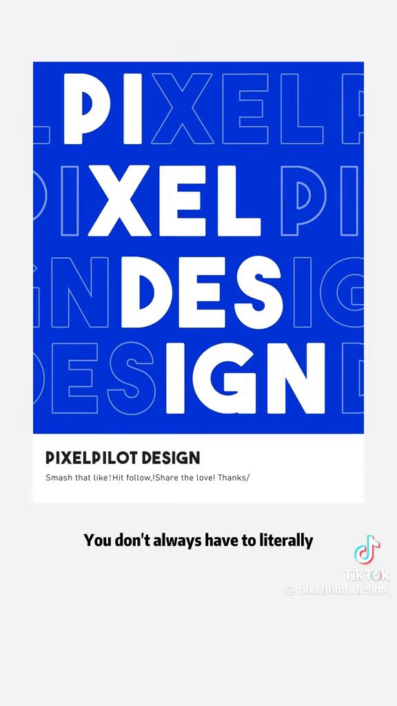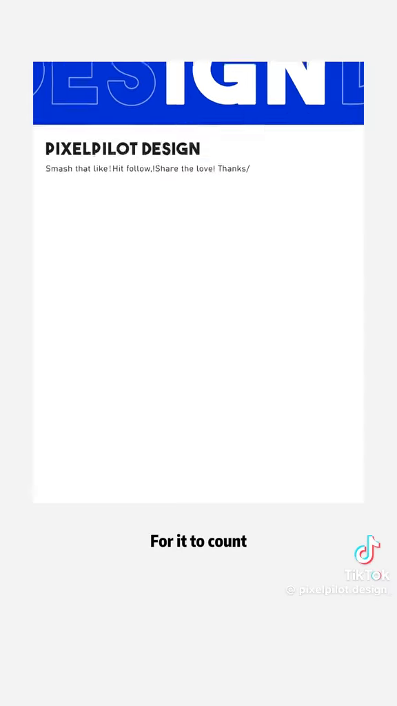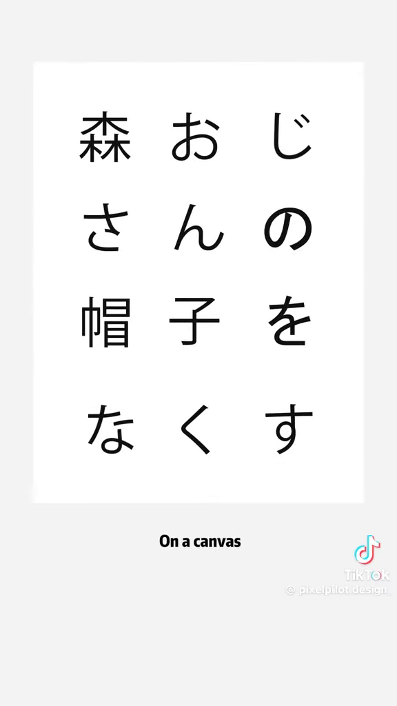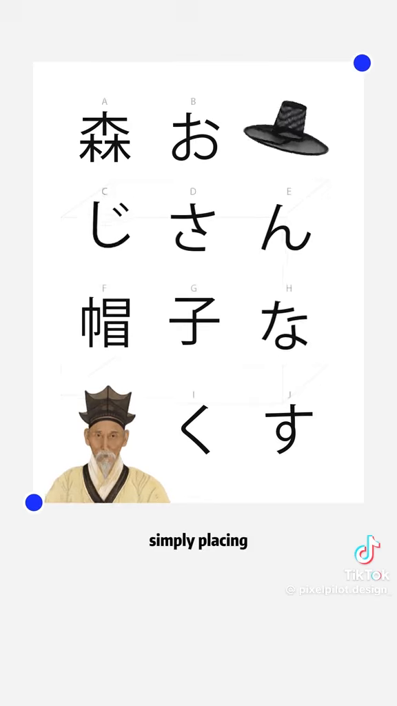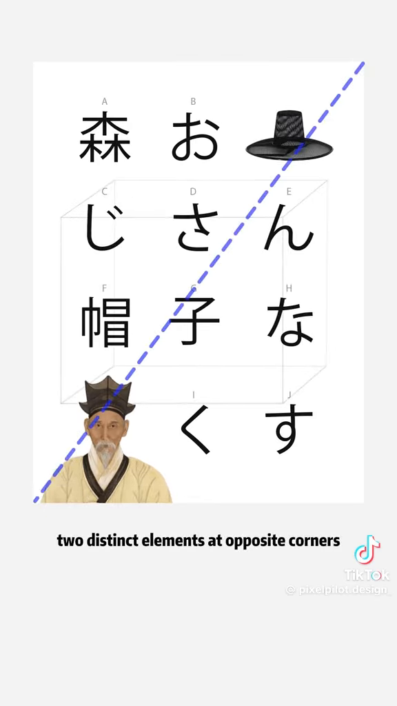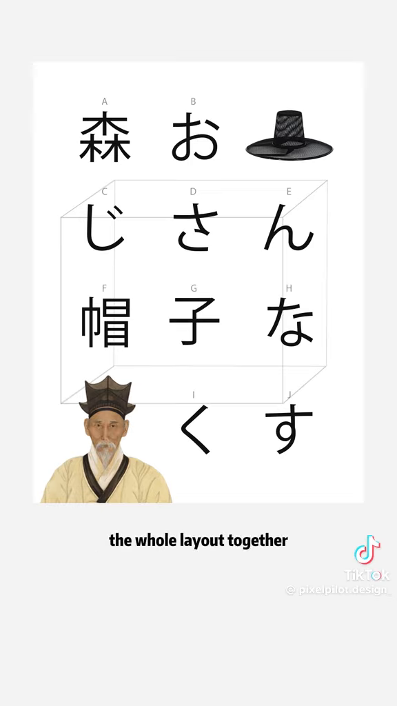Of course, you don't always have to literally draw a diagonal line for it to count as diagonal composition. On a canvas filled with similar information, simply placing two distinct elements at opposite corners creates an invisible line that ties the whole layout together.